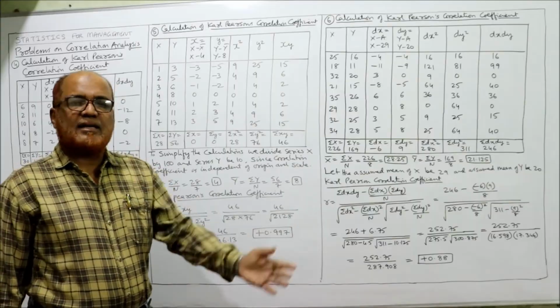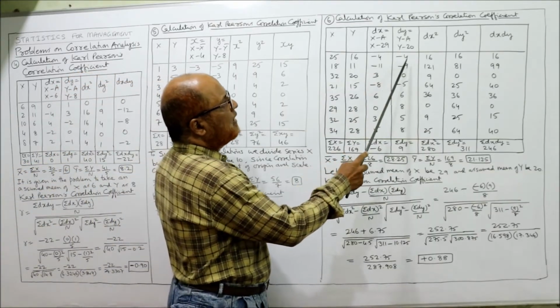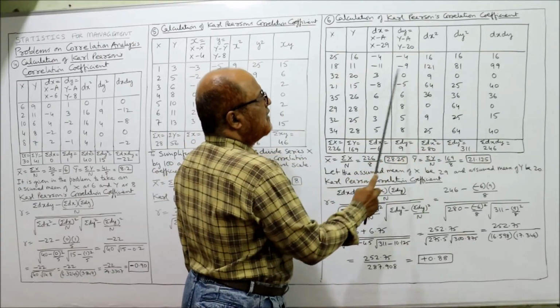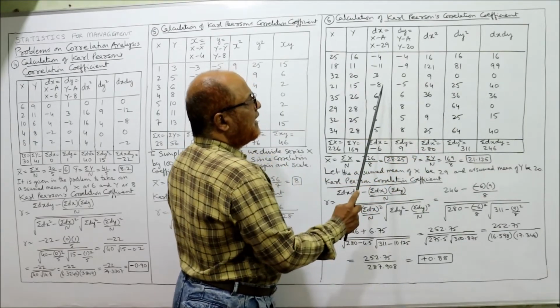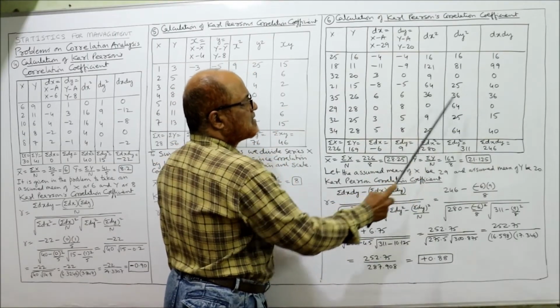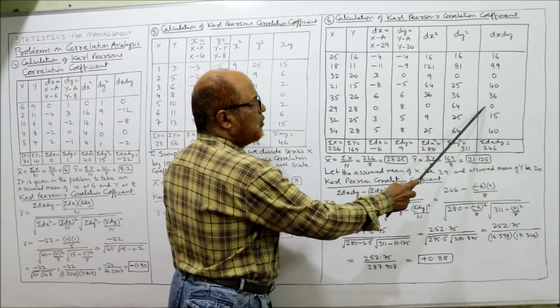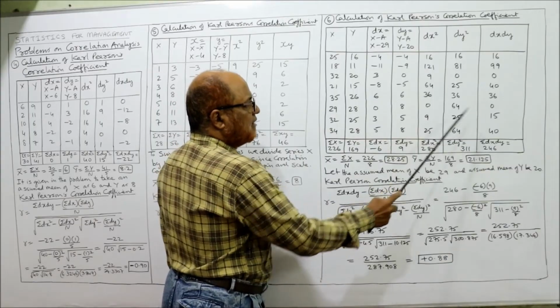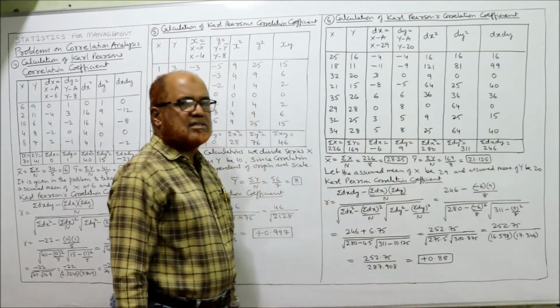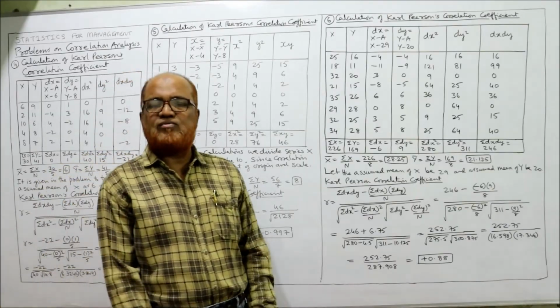Now multiply dx into dy. 4 into 4 is 16, 11 into 9 is 99, 3 into 0 is 0, 8 into 5 is 40, 6 into 6 is 36, 0 into 8 is 0, 3 into 5 is 15, 5 into 8 is 40. Take the total, 246. Table completed. All the values we got.